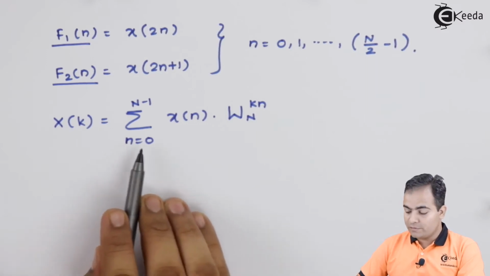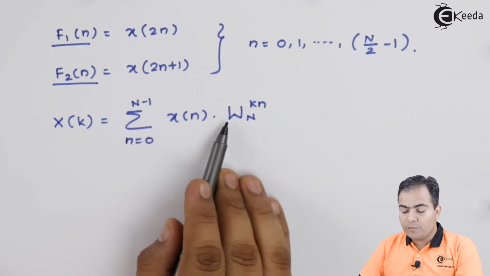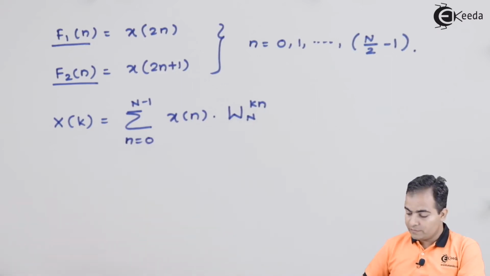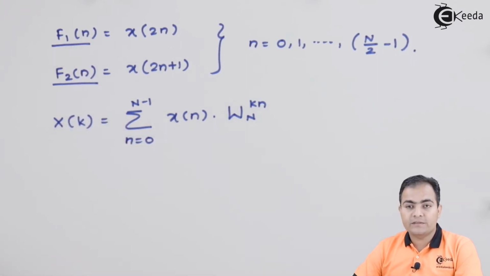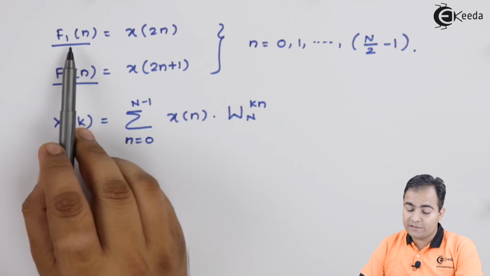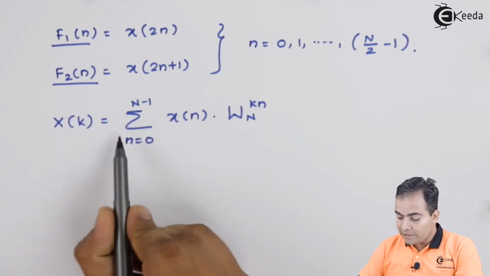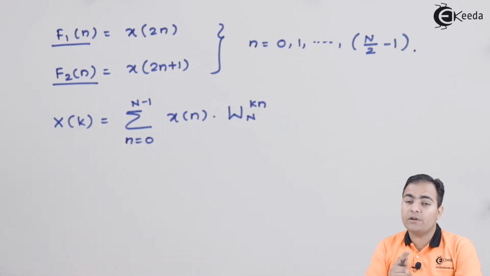Summation, n varies from 0 to n minus 1. This is the last limit. X of n into omega n raised to kn. This one is the twiddle factor. Now, as we discussed, our x of n is divided into two parts. The first one is the even function, that is f1 of n, and the second function is f2 of n. So I'm going to split this summation into two parts. The first part is for even values and the second part is for odd values.